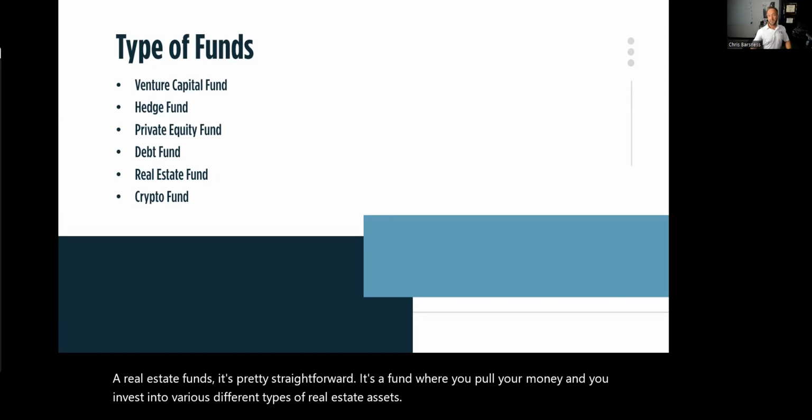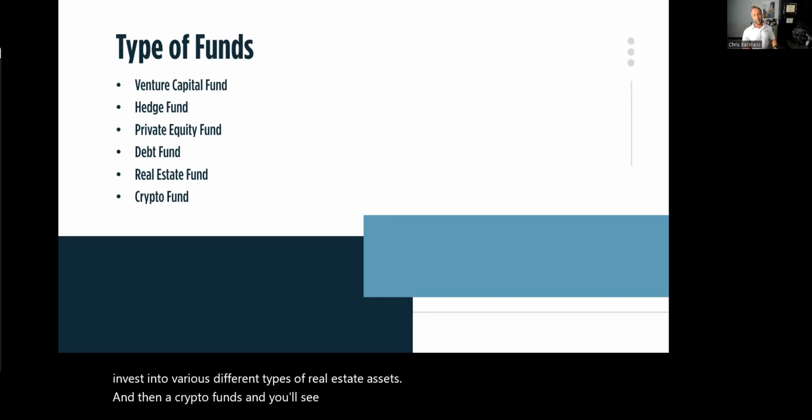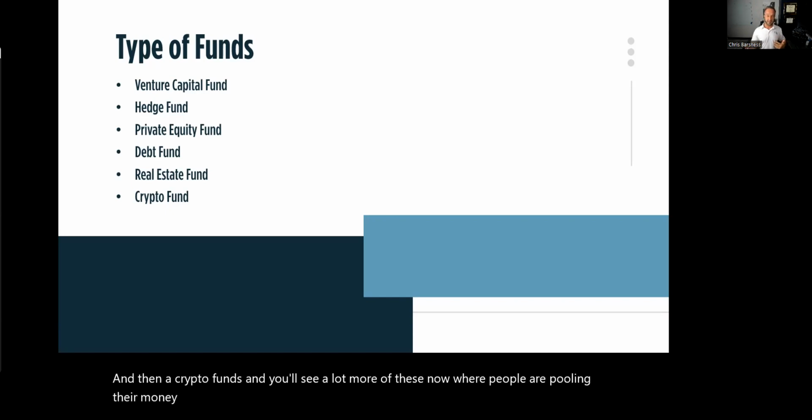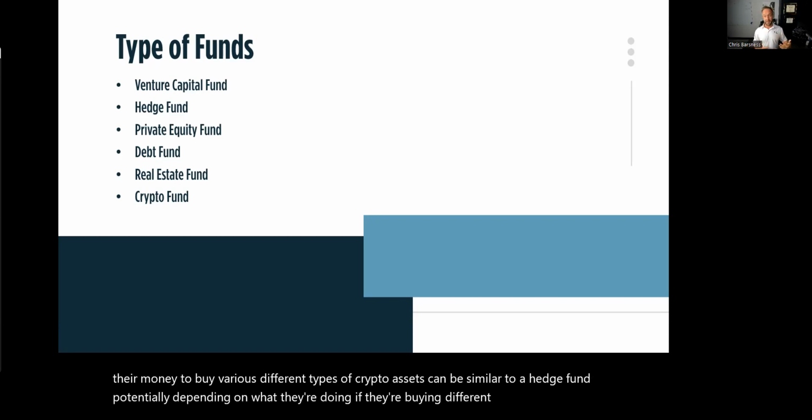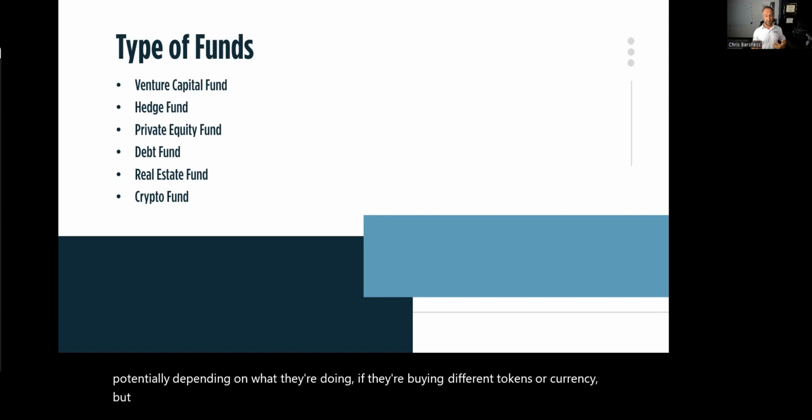And then a crypto fund. You'll see a lot more of these now where people are pooling their money to buy various different types of crypto assets. Can be similar to a hedge fund, potentially, depending on what they're doing, if they're buying different tokens or currency. But that's basically, they're pooling their money to invest in crypto type assets.